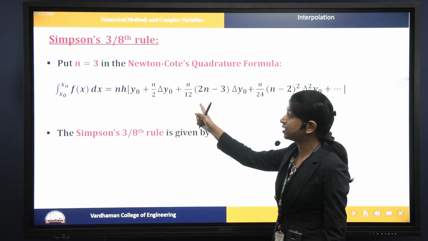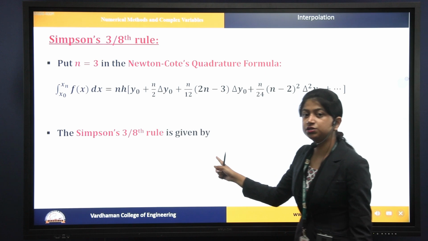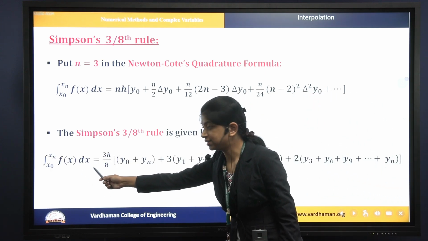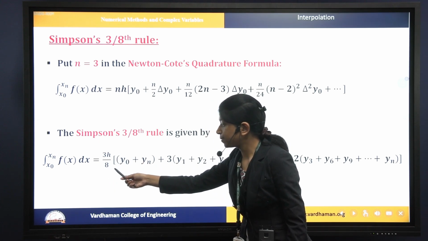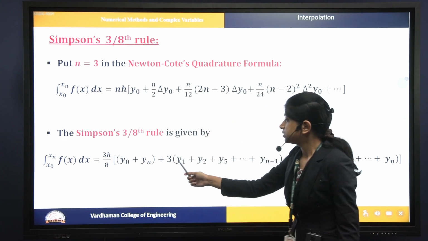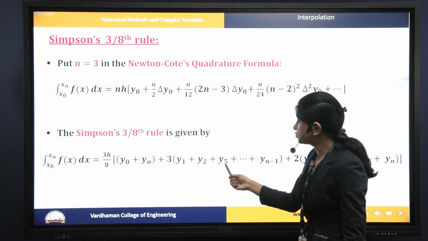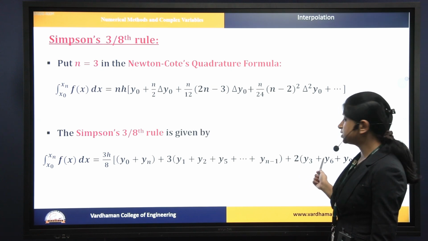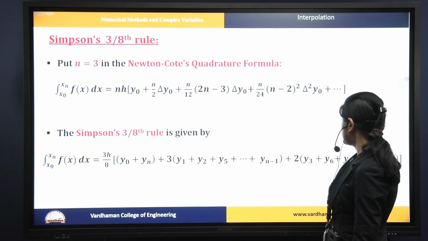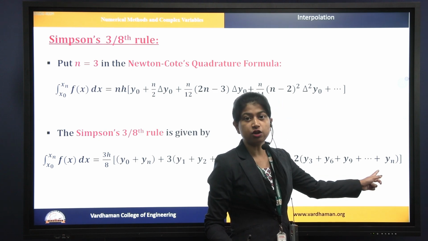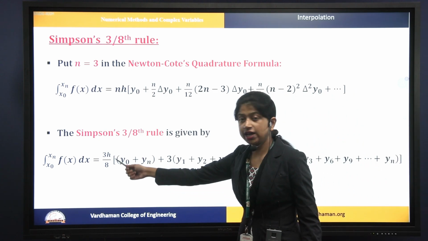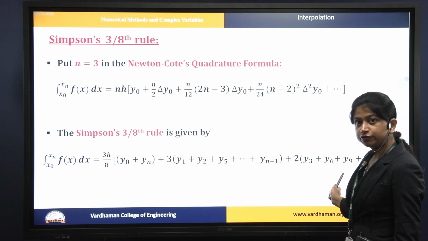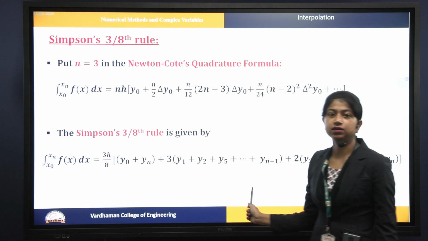Here if we put n equal to 3, we will get the Simpson's 3/8 rule which is given by integration x0 to xn f of x dx is equal to 3h by 8 [y0 plus yn plus 3 into (y1 plus y2 plus y4 plus y5 plus so on plus yn minus 1) plus 2 into (y3 plus y6 plus y9 plus so on)]. These are multiples of 3. So you can say this is 3h by 8 [first term plus last term plus 2 into terms which are multiples of 3 plus 3 into remaining terms].